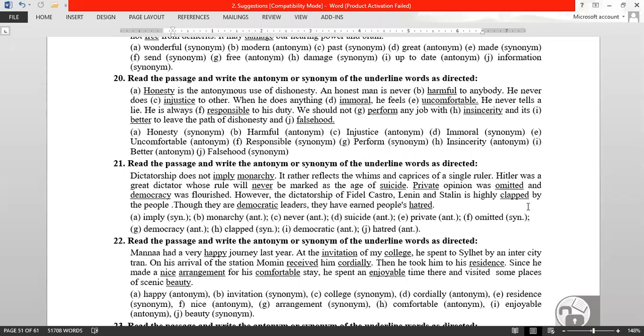Dictatorship does not imply monarchy. It rather reflects the whims and caprices of a single ruler. That is, dictatorship means the rule of a single ruler, and he is the all-powerful ruler. He rules the country the way he likes. That is the way of a dictator. A dictator is an autocratic ruler. It's just opposite to democracy.